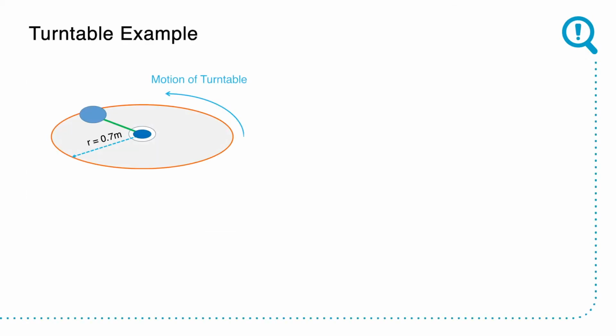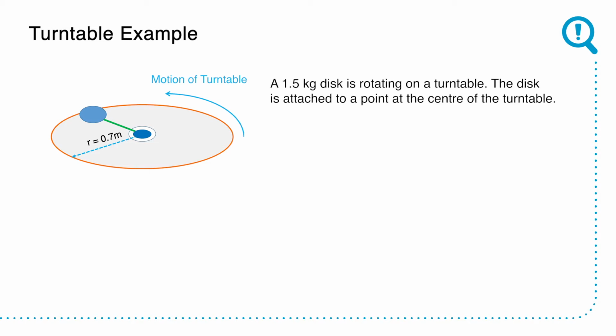More complex motion, one that's often challenging, not so much because the problem is challenging, is a problem like this. And the problem is more challenging because it's tough to visualize. So I have a turntable, and that red disc is rotating in and out of the screen. And on that disc, I'm going to place a smaller disc. So it's a 1.5 kilogram disc rotating on a turntable.